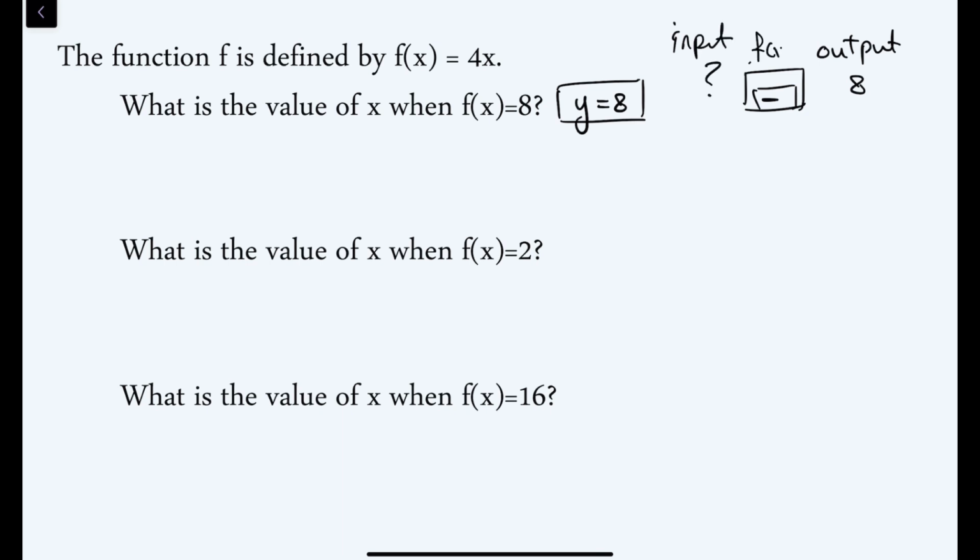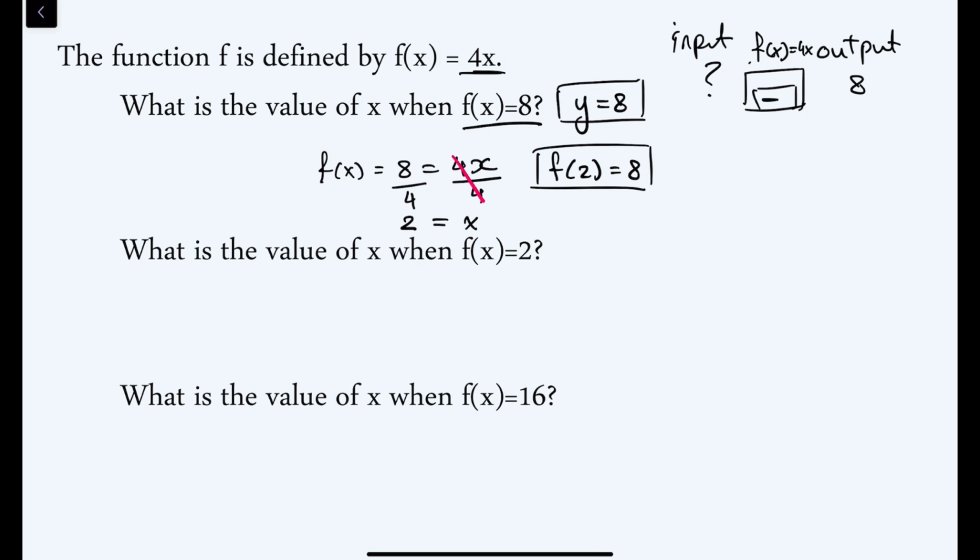And the function, the oven, stays the same, 4x. Okay, let's plug that in. f of x is equal to 8. Okay, well, we also know that f of x equals 4x. Set them equal to each other. Divide by 4 on both sides. x equals 2, because the 4's cancel out here. So we just said that f at 2 is equal to 8.